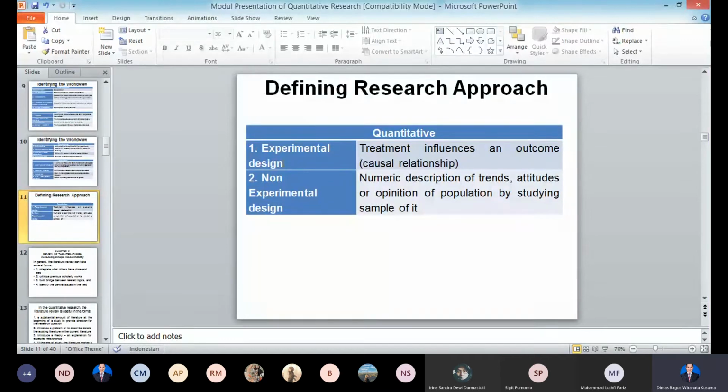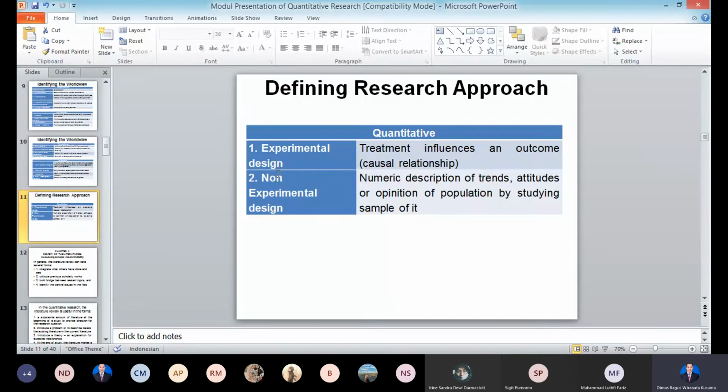So if your worldview tries to differentiate between the independent and dependent variables and you collect some data, employ the data in a statistical approach and find out the relationship, then you are conducting quantitative research with experimental design, because you try to link and match the independent and dependent variables.